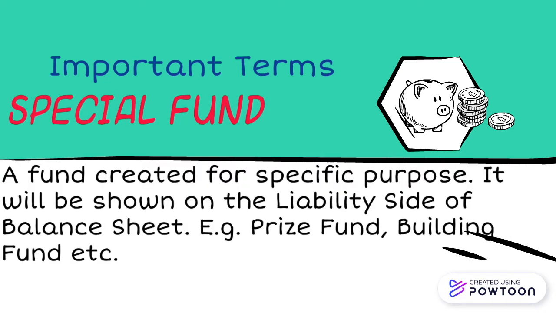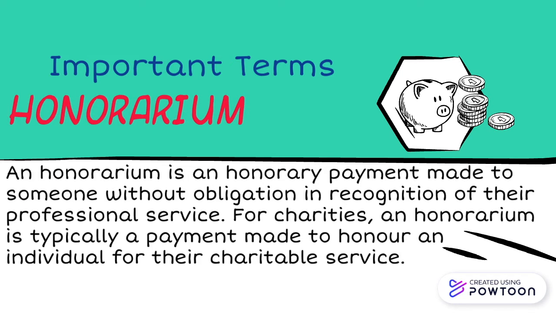Special fund. A fund created for a specific purpose will always be shown on the liability side of the balance sheet, because we are creating the fund for that specific purpose only, like prize fund, building fund, or tournament fund. Those funds will be utilized for those particular expenses only. So it is a liability for the organization. Like how we saw in the final accounts, provision for taxation, we created a provision specially for paying taxes only. Till now, whatever terms we saw were all part of receipts.